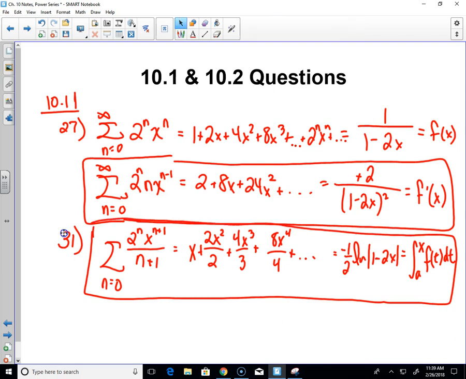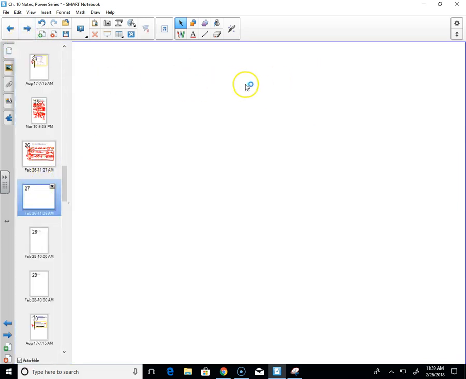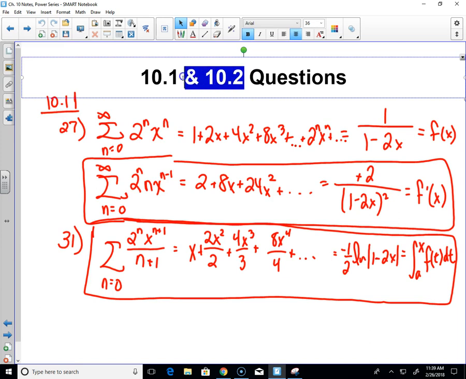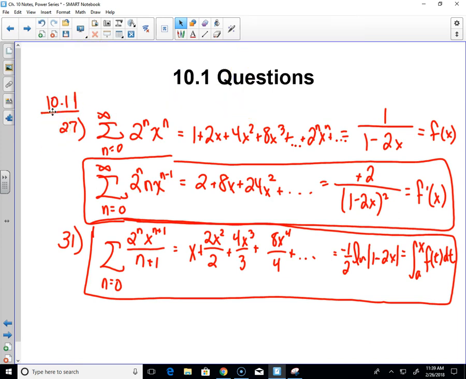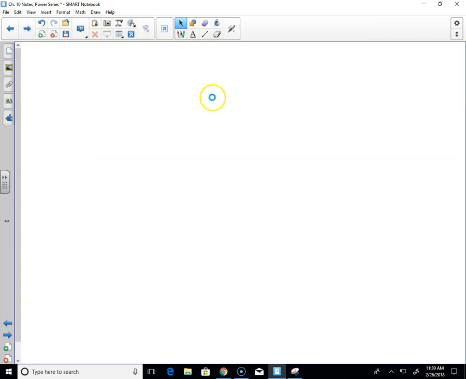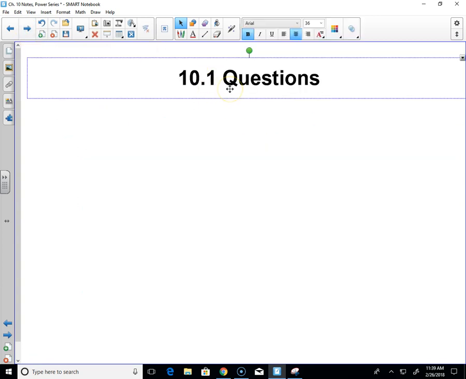Any other categories of questions on 10.1? Gabby, you okay? 10.1. Oh, yeah, no, that helps, okay. 10.2, let's go there then. Let me just get a new page. We'll do 10.2 questions here. Unless, of course, the computer doesn't like to work.